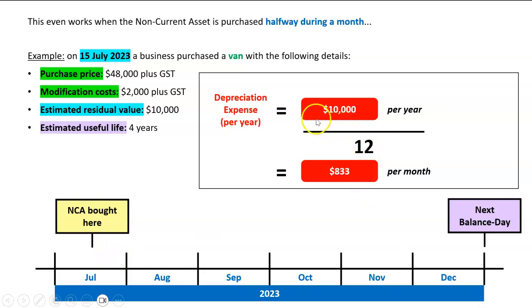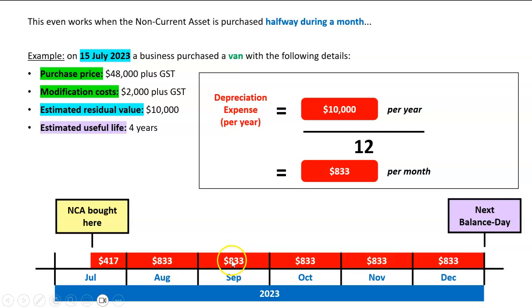Well, we know we can divide the depreciation expense per year by 12 to get the monthly figure. So if we bought it halfway during the month, well, that must mean the first month's depreciation was actually only half of that, which is $417. And again, don't stress about the rounding. Round up, round down, it doesn't matter. But then every month after that would be $833. And now it doesn't matter what month we buy it in. If we buy it halfway during the month, we just get our monthly rate and divide it by 2. In this case, we just say for that first month, the depreciation was $417, and then it was $833 for the next 5 months, and it was a total of $4,582.